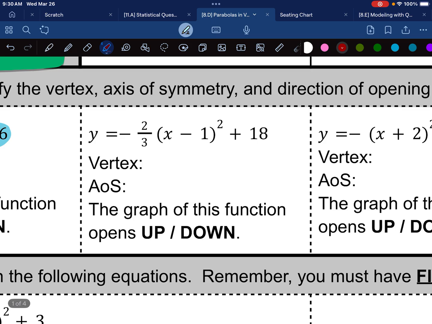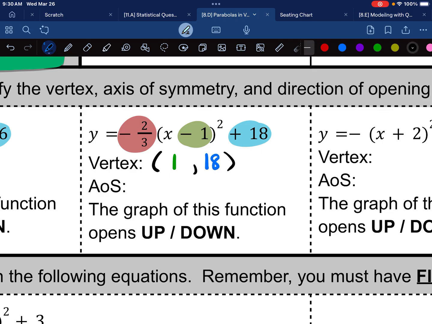Let's try it again. So here's our a, here's our h, here's our k. So our vertex is going to be an ordered pair. The h value says negative 1, so when I flip the sign for that, I get a positive 1. And your k value is a positive 18. So my axis of symmetry is x equals, and then the 1 that I put in this blank.